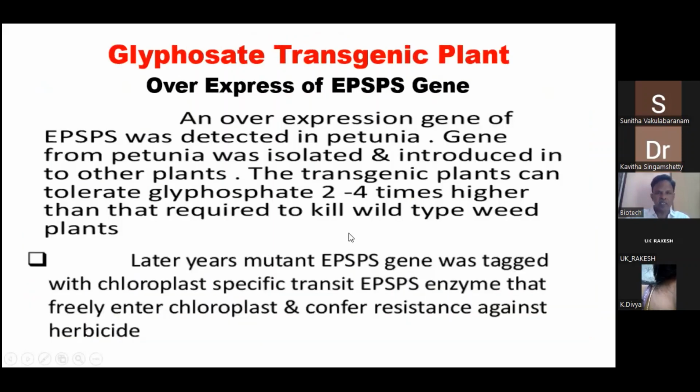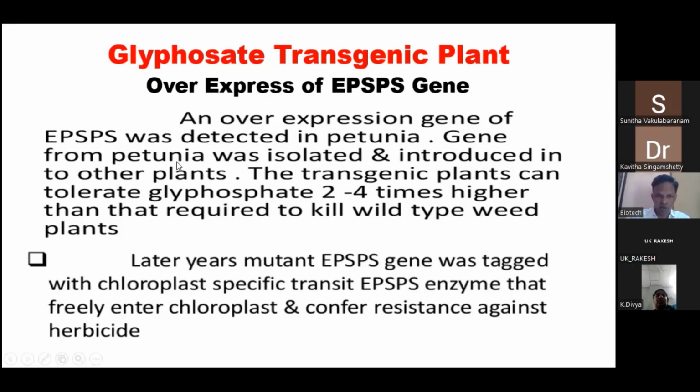But here is a situation. It is called glyphosate transgenic plant. What is glyphosate? Glyphosate is a chemical which will kill plants, sorry, weeds. If you can have an enzyme that will make the plant resistant to glyphosate, then we can overcome the effect of the herbicide.